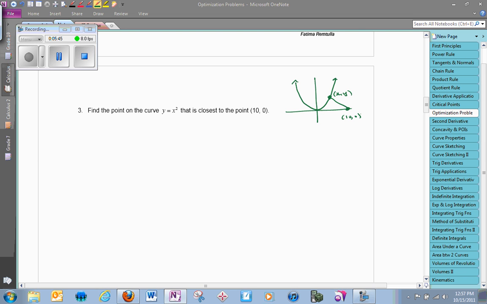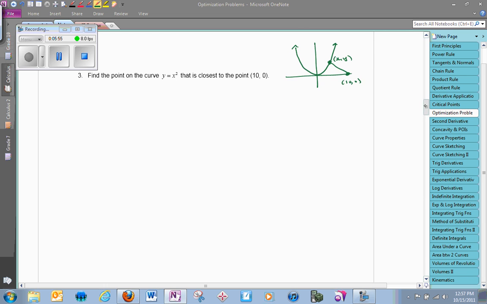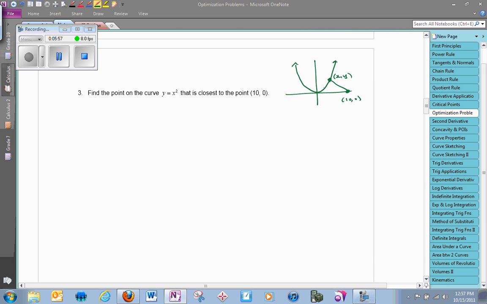Going back to grade 10, hopefully you've noticed that the shortest distance between a point and a line is the perpendicular. So that's what we're trying to find here. But I want to use the distance formula, so the shortest distance formula. So distance, going back to grade 10, distance is equal to the change in x squared plus the change in y squared, all square rooted.